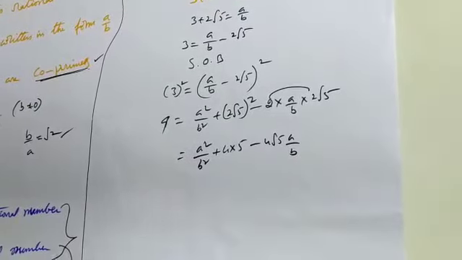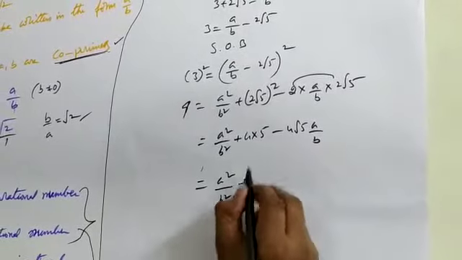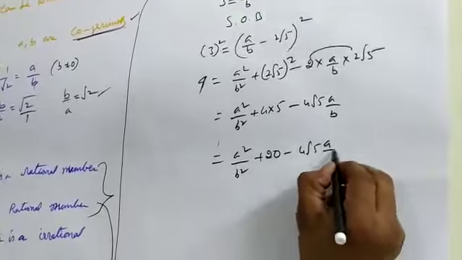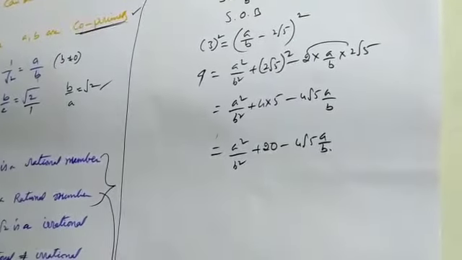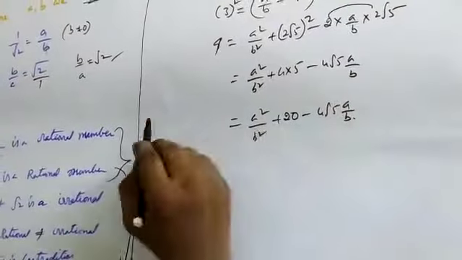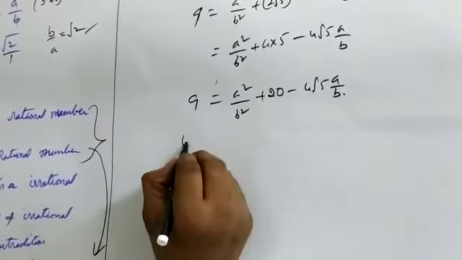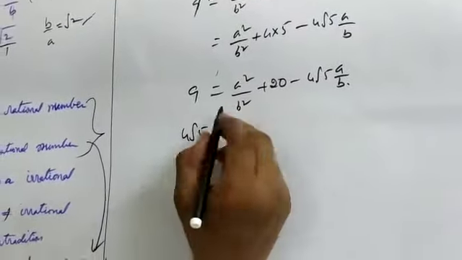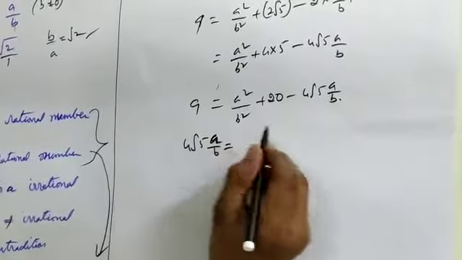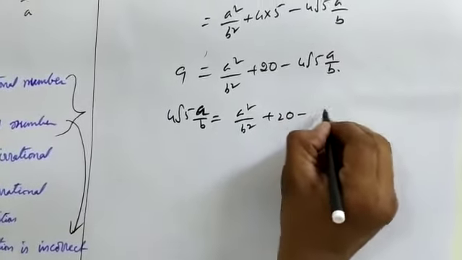Now again simplify. Transfer the 2 root 5 a by b term to the left side and 9 to the right side. Now see, the sign will be changed. Therefore 2 root 5 a by b is equal to a square by b square plus 5 minus 9.